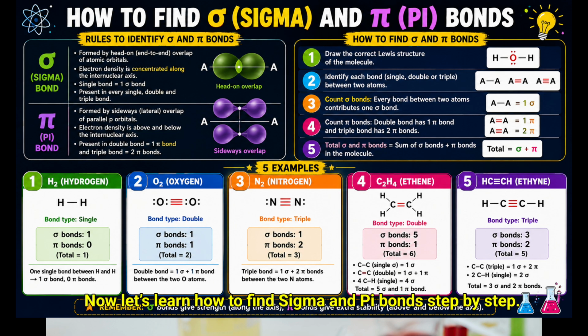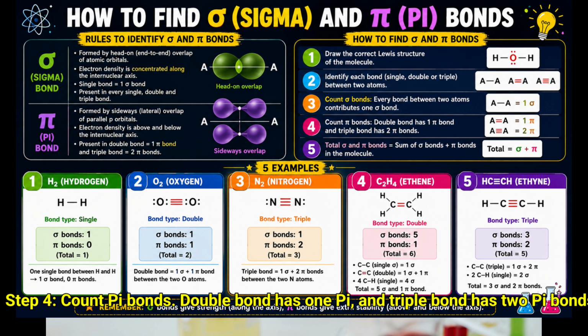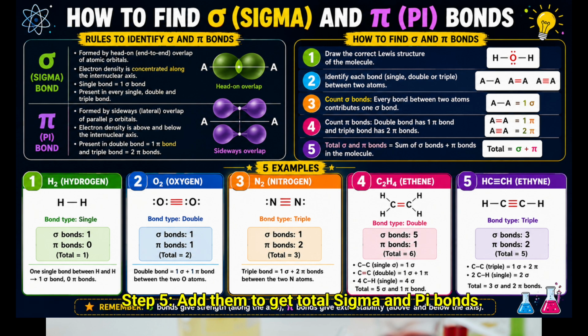Now let us learn how to find sigma and pi bonds step by step. Step 1. Draw the correct Lewis structure of the molecule. Step 2. Identify whether the bonds are single, double, or triple. Step 3. Count sigma bonds. Every bond contributes 1 sigma bond. Step 4. Count pi bonds. A double bond has 1 pi bond, and a triple bond has 2 pi bonds. Step 5. Add them to get total sigma and pi bonds.